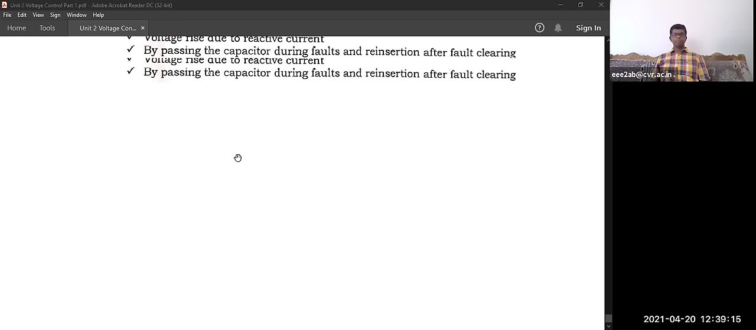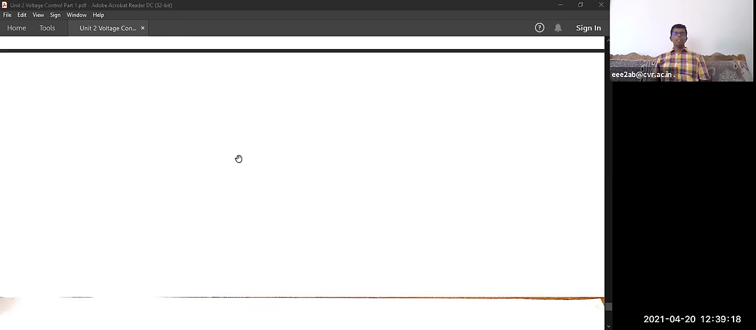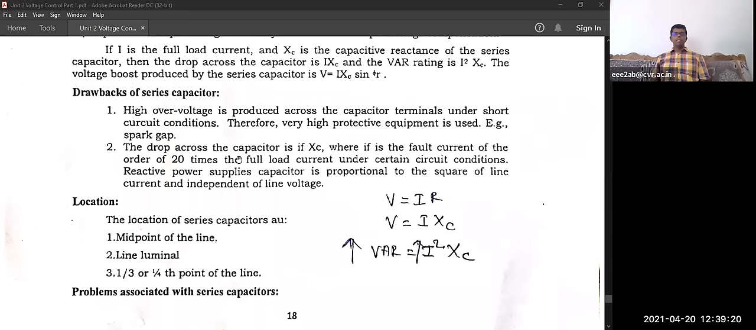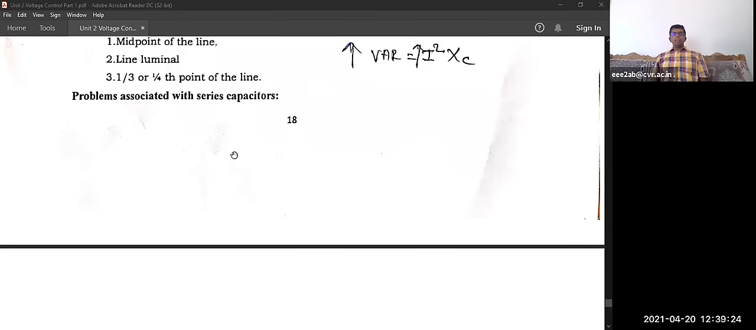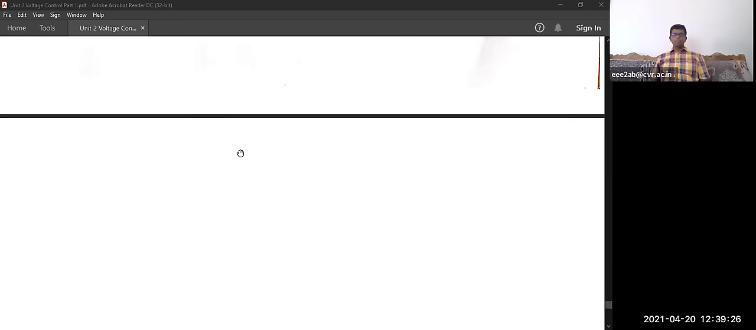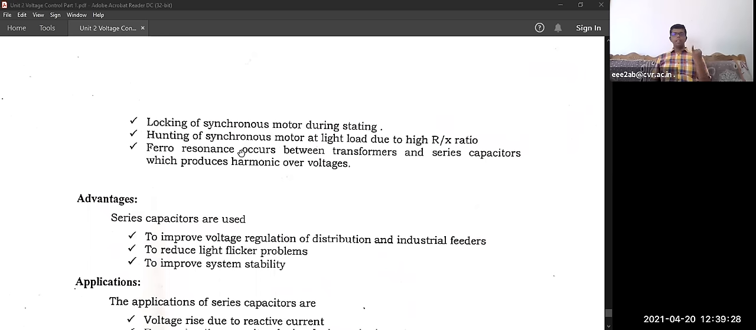Next, these are the things for voltage improvement. First we have seen the off-load tap changing transformer, on-load tap changing transformer, then booster transformer, then synchronous condenser, then shunt capacitors, as well as series capacitors for this voltage improvement.